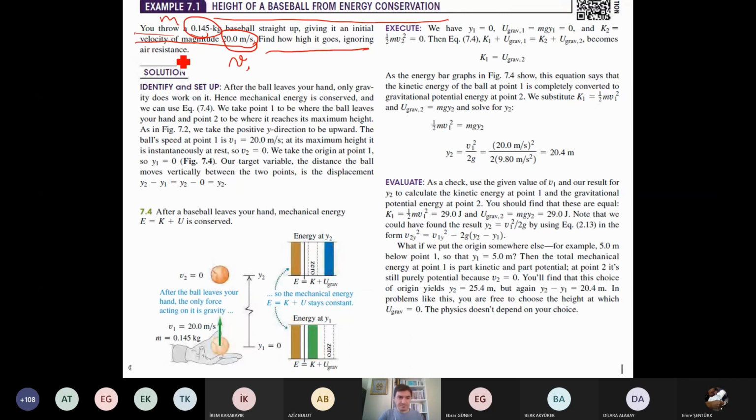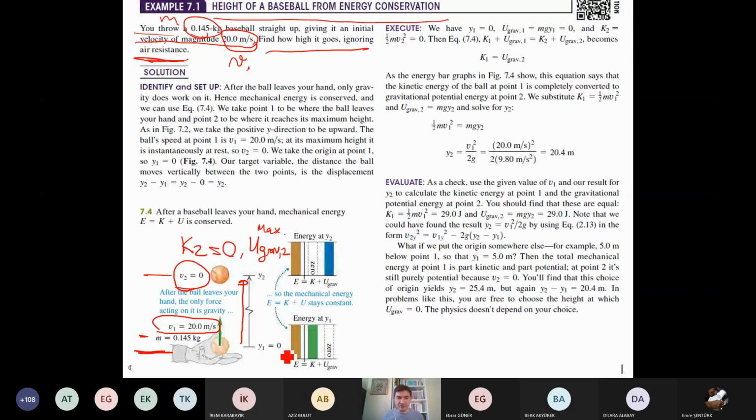So here we have the drawing of the baseball. Here, this is your hand, and you apply a certain force on this baseball, and then at the beginning, this baseball gains this velocity, initial velocity, and it has certain mass. And after the ball leaves your hand, the only force acting on it is gravity. So the ball is moving in this direction, and when it reaches its maximum height, the velocity is 0. Kinetic energy in that condition is also 0, but the gravitational potential energy at the second condition is maximum, okay?